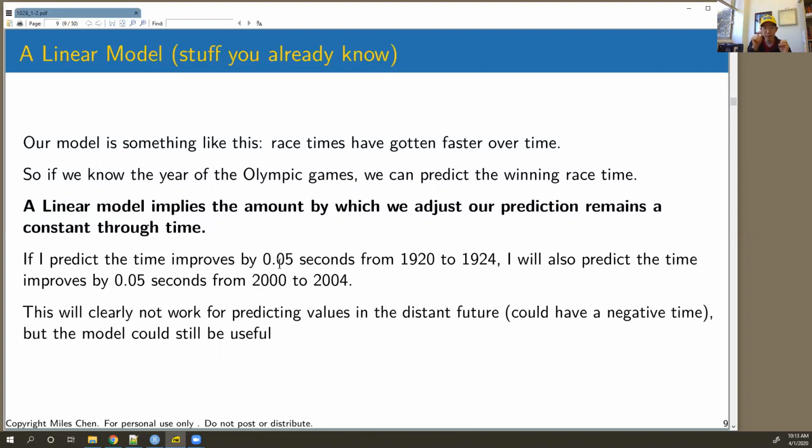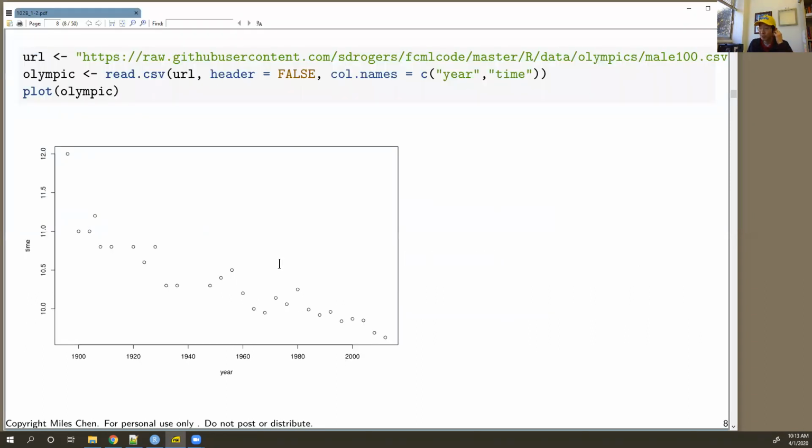We're trying to say that the change that happens between any two years here is going to be the same change. That's what it means to have a linear model. If you don't want to say it's a constant throughout all of time, then the linear model is not appropriate. Clearly this is not going to work for predicting values in the distant future, because if you keep decreasing it by 0.05, eventually you're going to end up in negative time territory, and that doesn't make any sense. But it can still be useful, at least in the region where we have collected data.